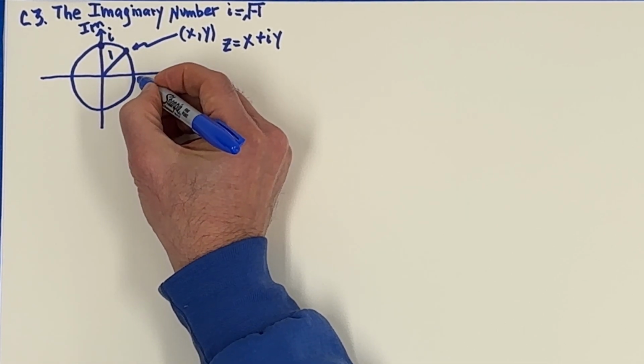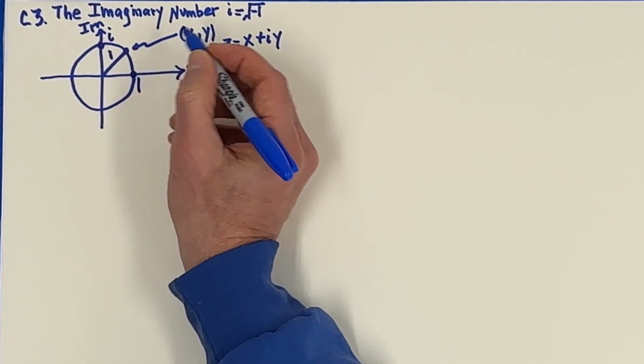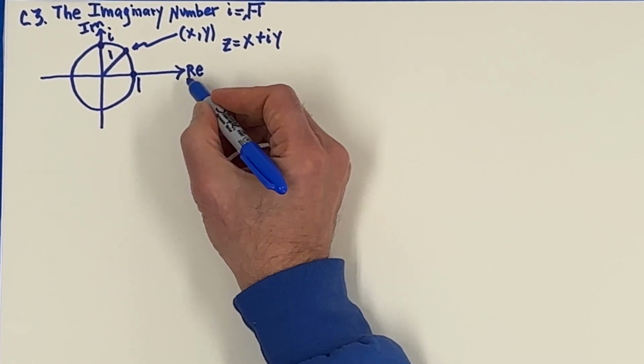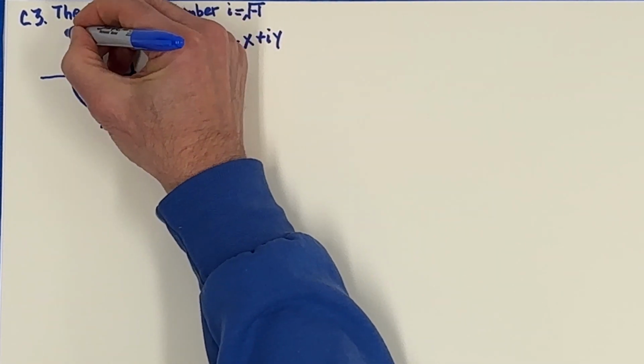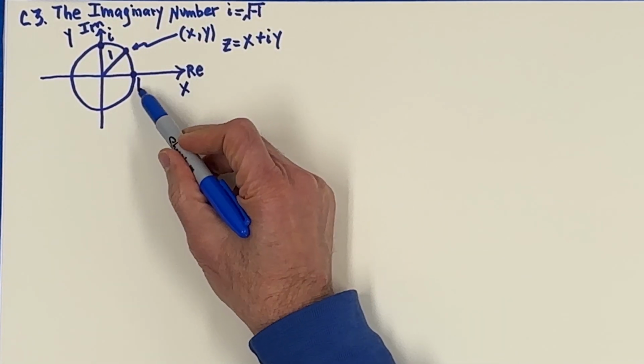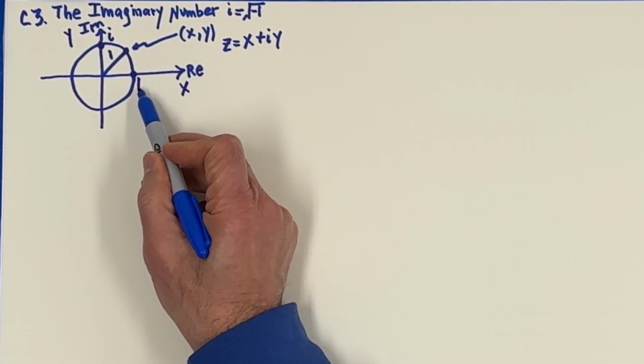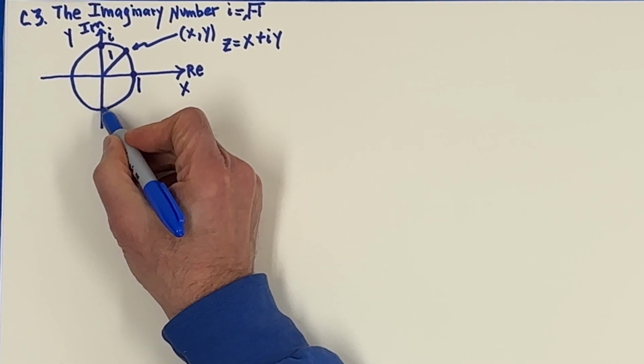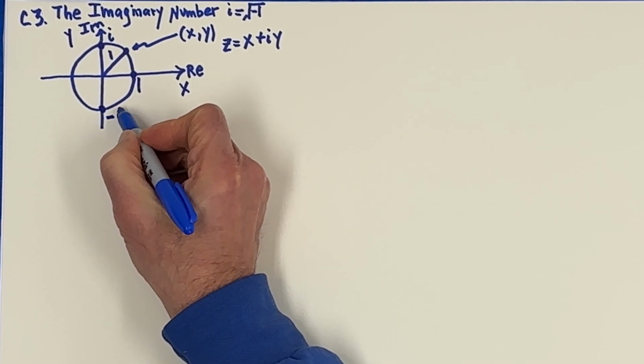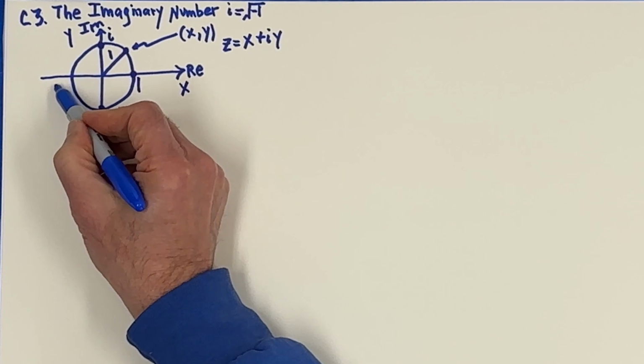So I can label this point here as 1, since here, this is x and this is y. Here, x is 1 and y is 0. So that would be z equal to 1. Down here would be a negative i, and over here would be a negative 1.